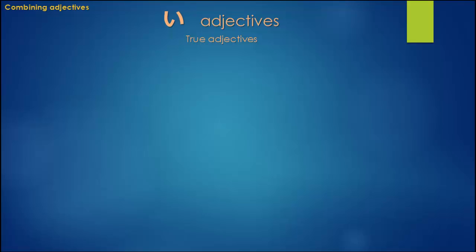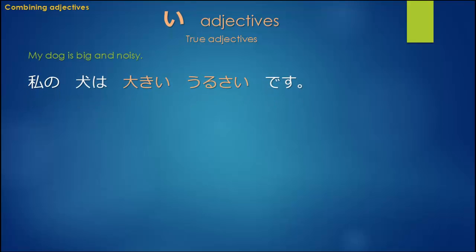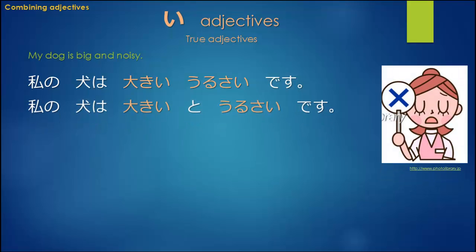Let's look at true adjectives and how we combine them. So if we wanted to say that it's big and beautiful, etc., or it's pretty and small. All right, let's have a look. The first one here. My dog is big and noisy. Now, we don't simply just say, watashi no inu wa ookii urusai desu. There's no indication that you're using and in there at all. Likewise, we don't say, watashi no inu wa ookii to urusai desu. You may have already learnt that to means and, but this to is only used when we're talking about two nouns. Okay, but we're not here, we're talking about adjectives.